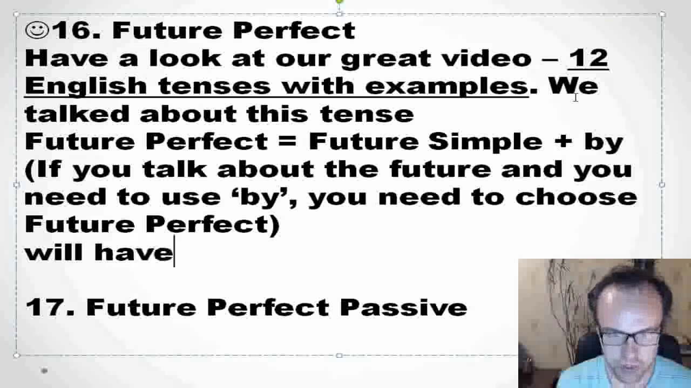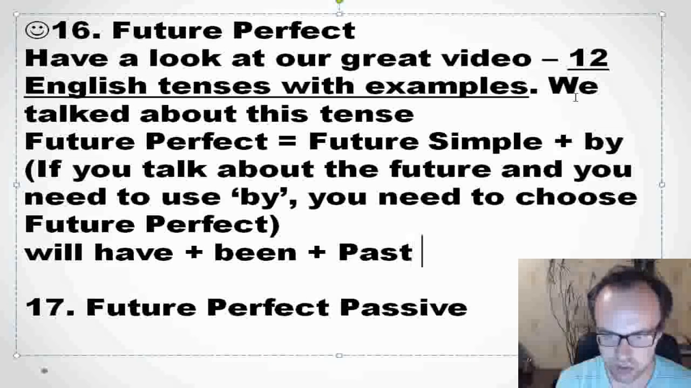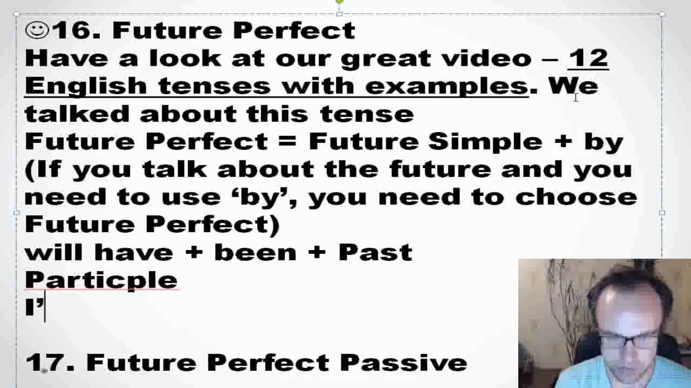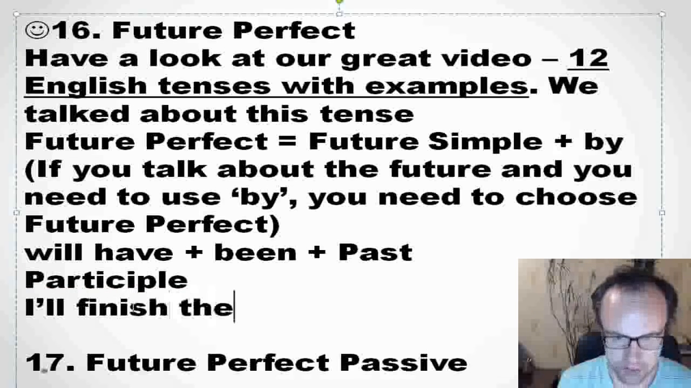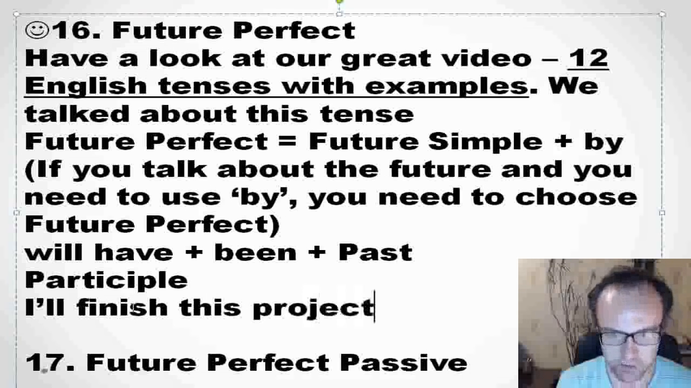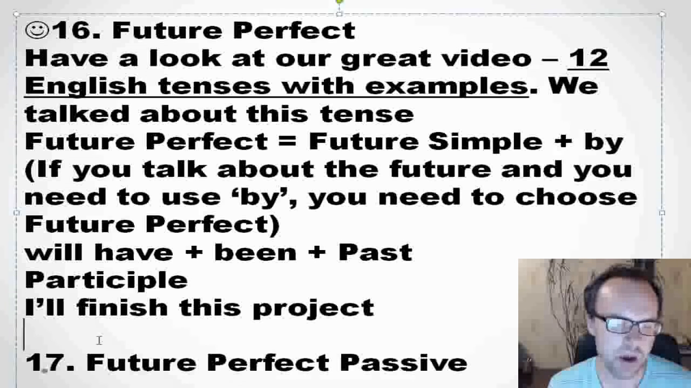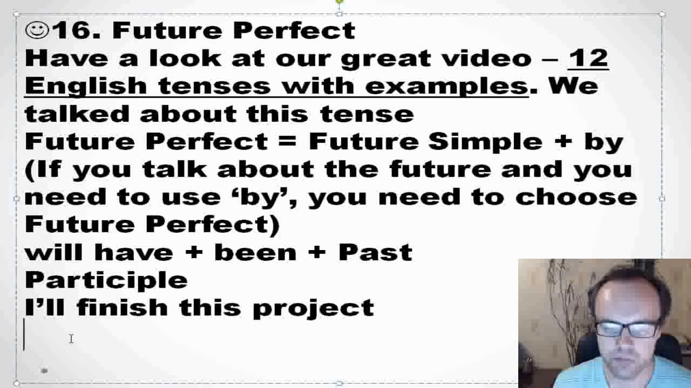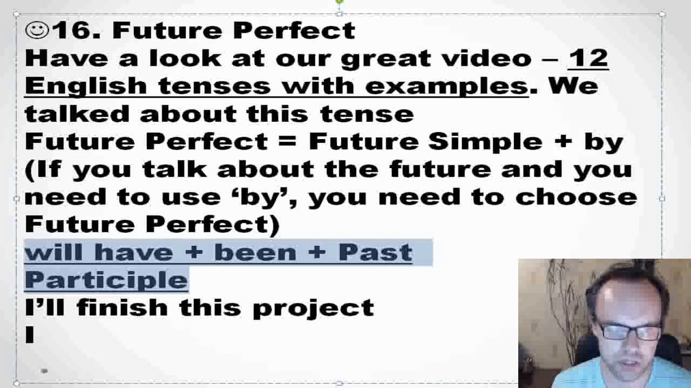We'll have plus been plus past participle. Okay, good. Look. I'll finish this project. So it's future simple. Okay. And if you have by, for example, by next year, so you need to use future perfect. Okay, so we'll have been plus past participle.